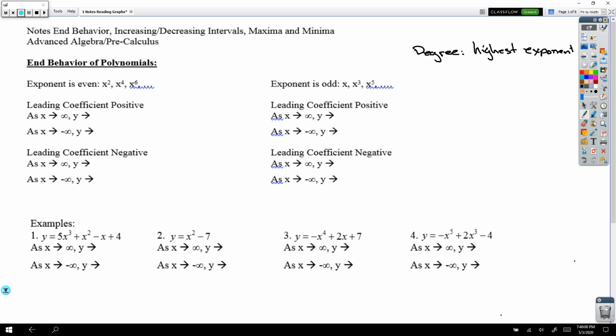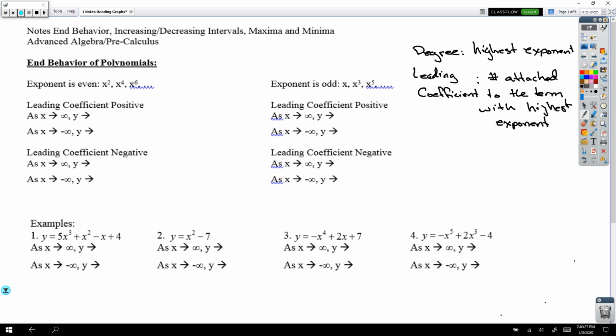The second piece of information you need to know is the leading coefficient. Okay, and the leading coefficient is the number attached to the term with the highest exponent. Now, when we have a parenthesis problem, that's when it's just the number in front. Okay, so kind of two different ways of finding the same thing, but we'll look at an example of both here in a little bit.